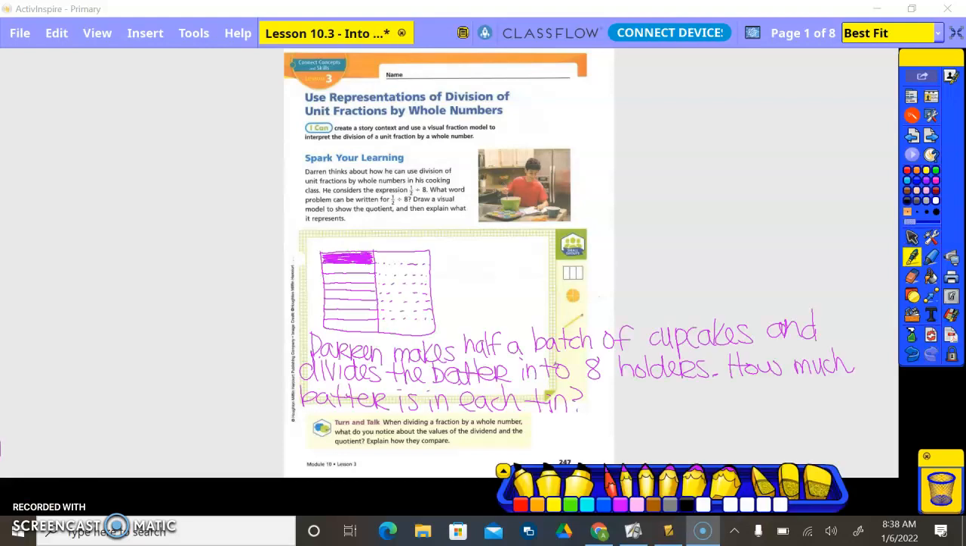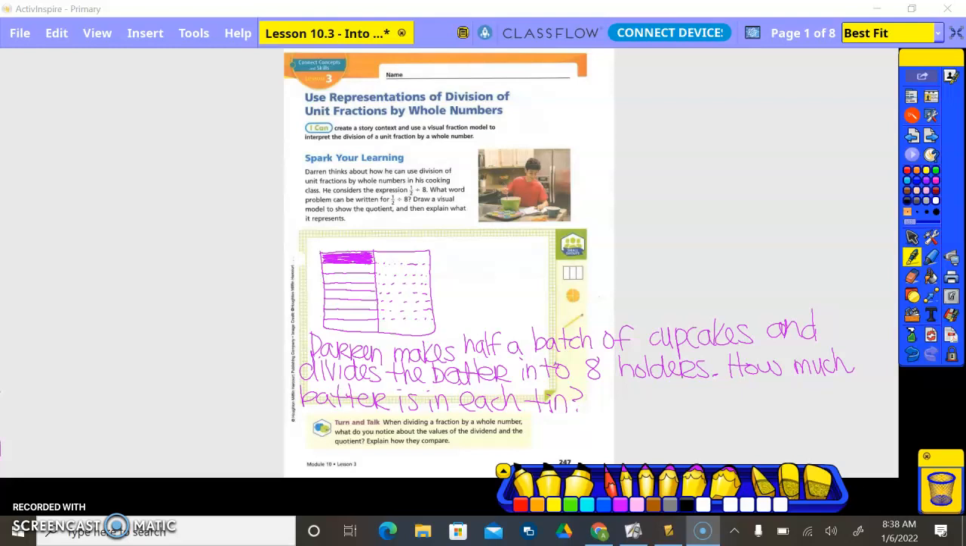So for our visual model, we drew one big box and then we broke it in half because we only used half of it. And then we broke that half into 8 different pieces, which we also represented, that the other half would have pieces as well. We just wouldn't use those pieces.